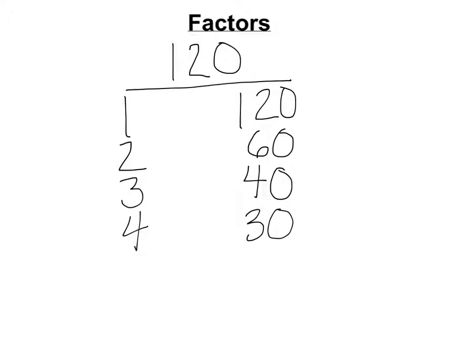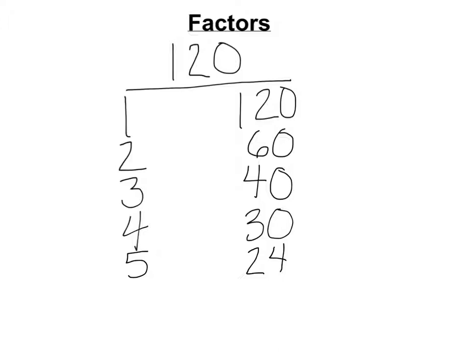1, 2, 3, 4, 5. Well, my number ends in a 0. So yeah, 5 works this time. So 5 times what? Well, might need to do a little bit of scratch work off to the side. And if you do that, you should come up with 24.